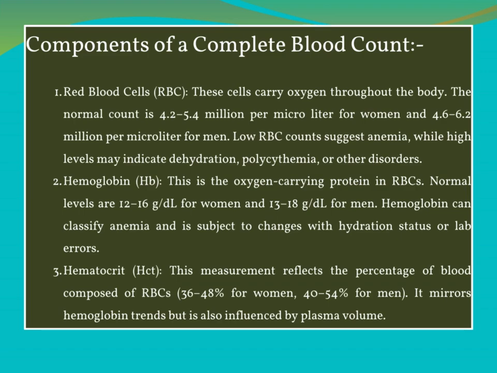Hemoglobin, this is the oxygen-carrying protein in RBC. Normal levels are 12 to 16 grams per deciliter for women and 13 to 18 grams per deciliter for men. Hemoglobin can classify anemia and is subject to change with hydration status or lab errors. Third, hematocrit. This measurement reflects the percentage of blood composed of RBC: 36 to 48% for women, 40 to 54% for men. It mirrors hemoglobin trends but is also influenced by plasma volume.